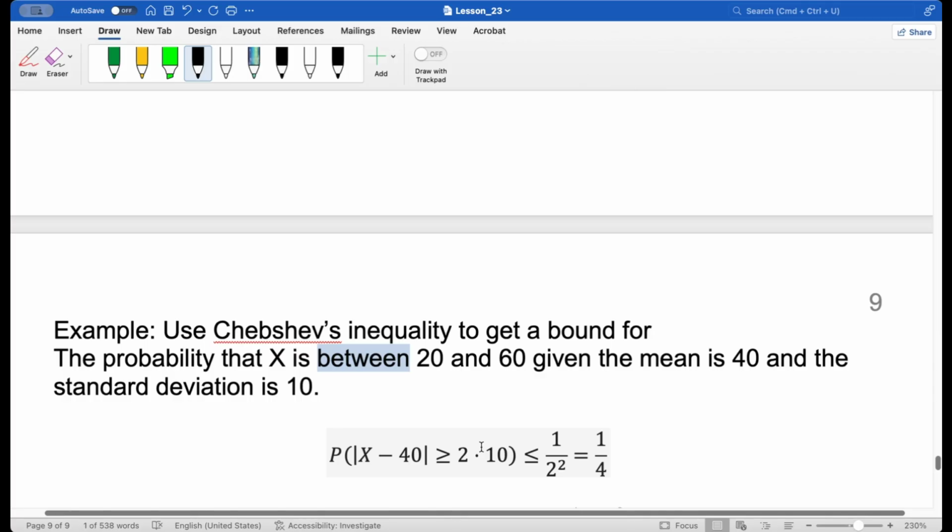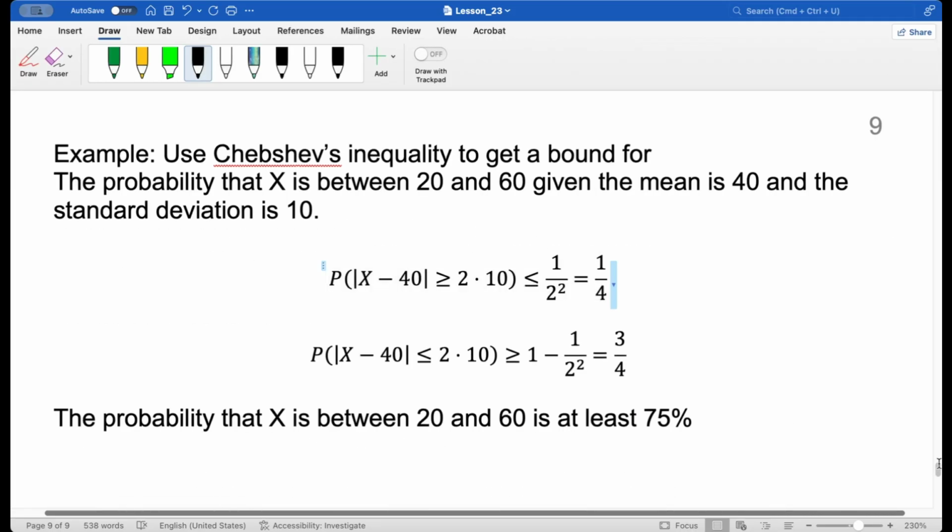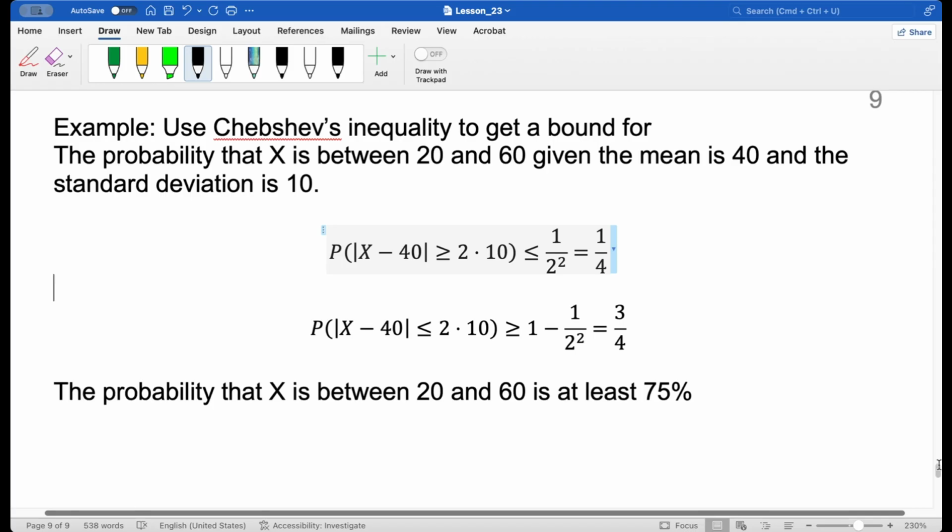So by the complementary law, the probability that absolute value of x minus 40 is less than or equal to 20 is the complement, which is 1 minus a quarter, 3/4. So we know that the probability that we're more than 2 standard deviations away is at most 25%. The probability that we're within 2 standard deviations is at least, greater than or equal to 3/4, 75%. All right, this concludes our video on Chebyshev's inequality.